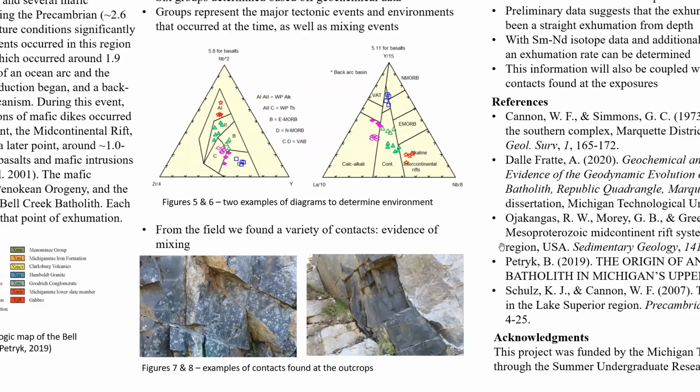Mixing occurred while the batholith was still an active magma reservoir, as 2 liquid magmas mixed. But mafic magmas also interacted with the batholith after it had already frozen, producing a different contact.